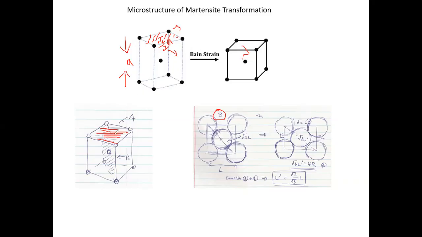Okay. So B is a square, right? So this is a square.